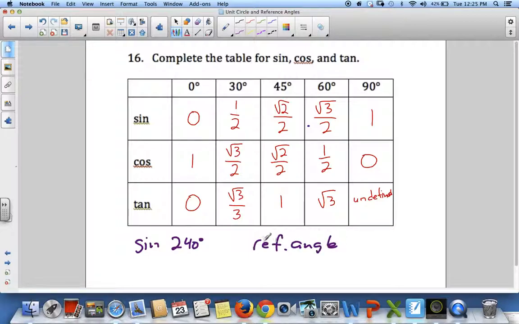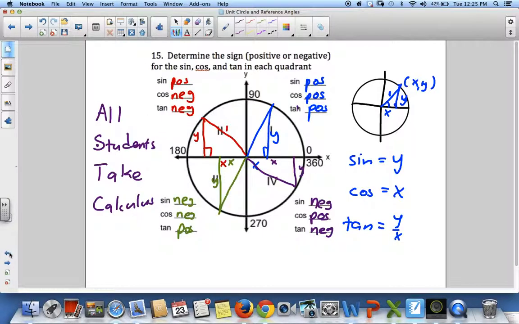And we did that already with the reference angles. Now we're going to do reference angles, which is very important. So 240 degrees is right over here. I subtract 180 from that and I get 60 degrees. So the reference angle is 60. What that means is sine, cosine, or tangent are all going to be these values, but they might be negative or positive depending on this table here.